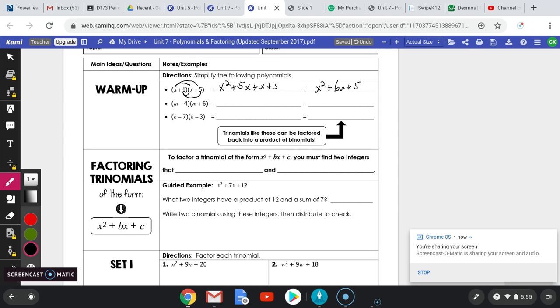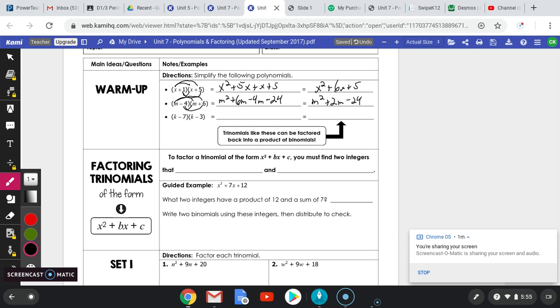And we'll just do another one just for kicks here. m times m is m squared. m times 6 is 6m. Negative 4 times m is negative 4m. And negative 4 times 6 is negative 24. Combine like terms, and I have m squared plus 2m minus 24. And the last one's the same concept, but we won't worry about that one.